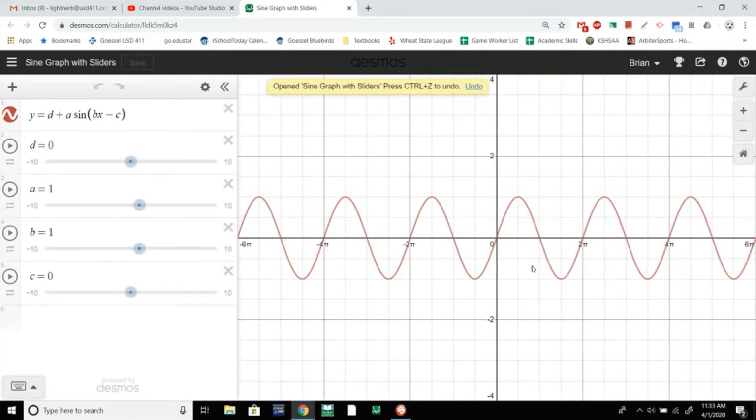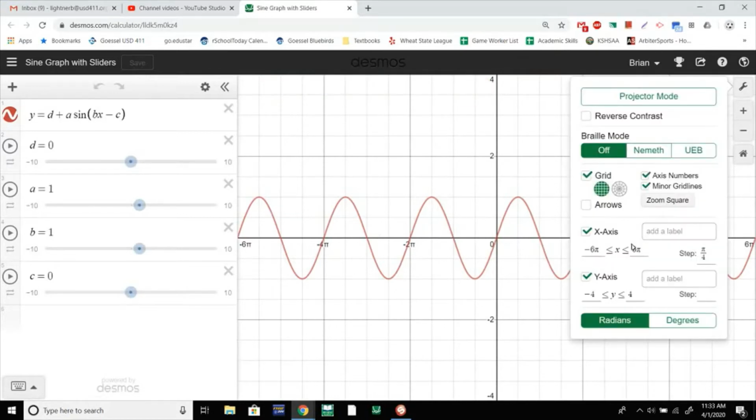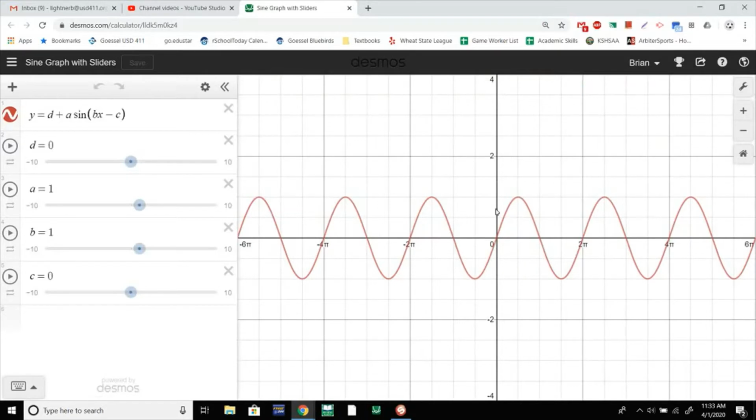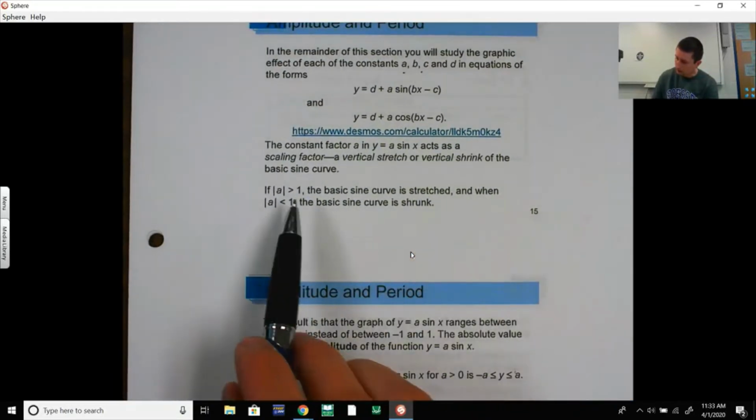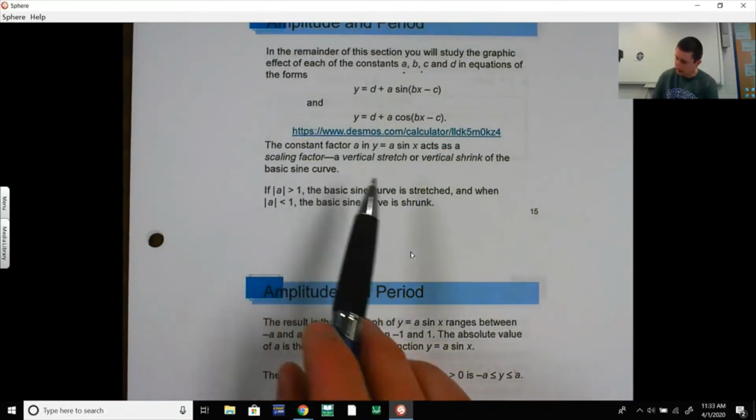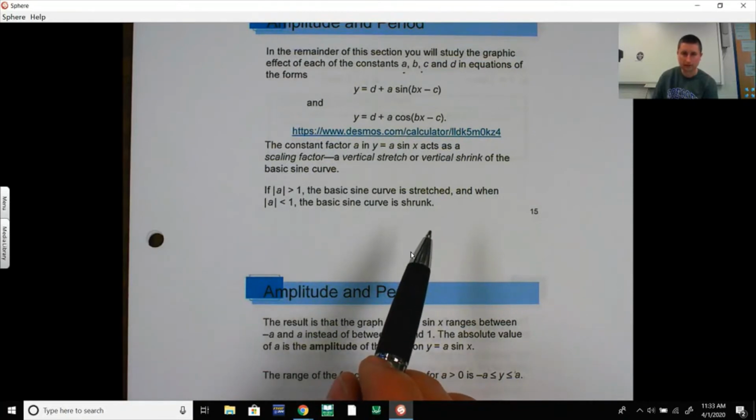Okay, so these are our sliders. This is the sine graph. You notice my graph settings, I went from negative 6 pi to 6 pi, in terms of radians, counting by pi over 4, y-axis negative 4 to 4. Okay, so the first thing we need to look at is what they call the amplitude. And the amplitude is the height of the graph.